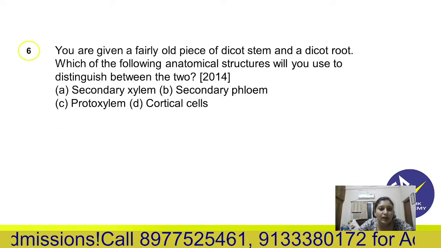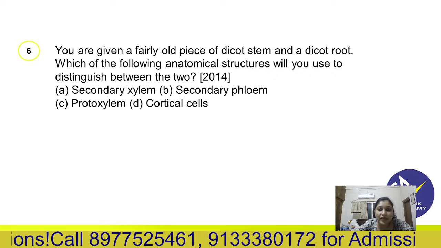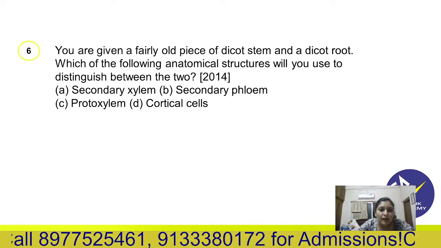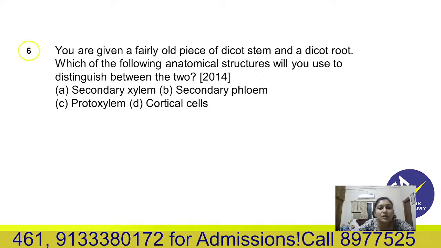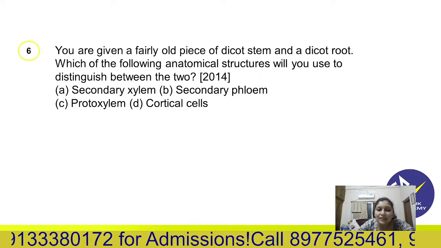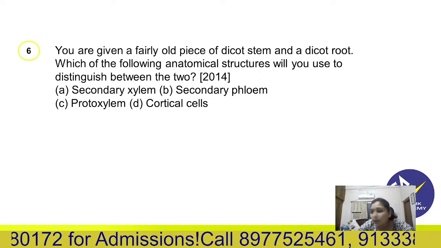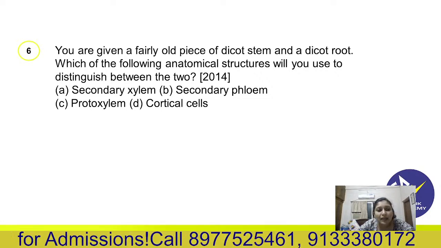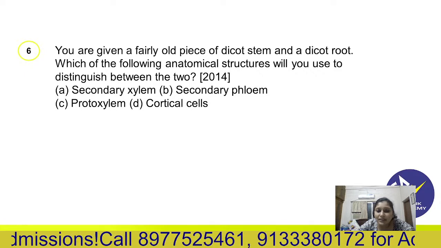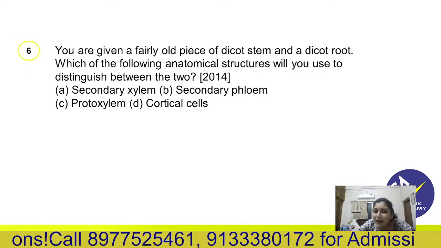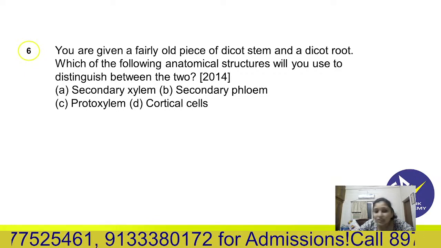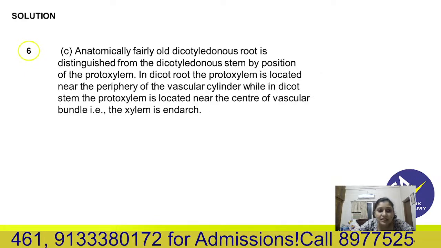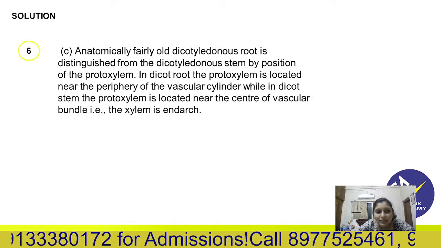Then you are given a very old piece of dicot stem and dicot root. Which of the following anatomical structures will you use to distinguish between the two? Secondary xylem, secondary phloem, protoxylem or cortical cells. Protoxylem, that means primary formed xylem. So you will select protoxylem. Yes, C. Why will you select that?